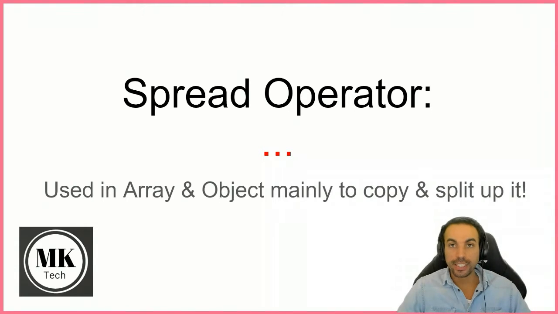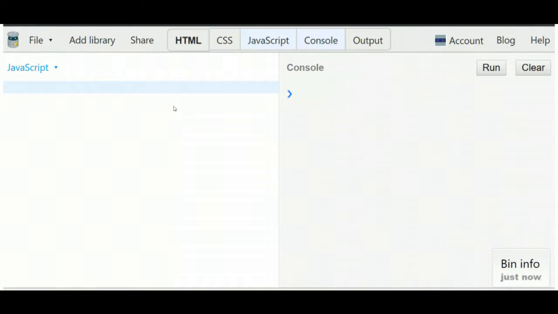ES6. The spread operator is represented as three dots. It's mainly used to spread and copy the values of an array or the properties of an object. It's also used for function calls. So I will give you some examples today. Come with me. I will use JS Bin to show you the examples.